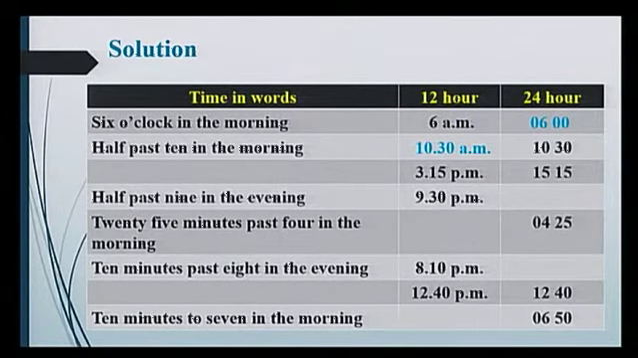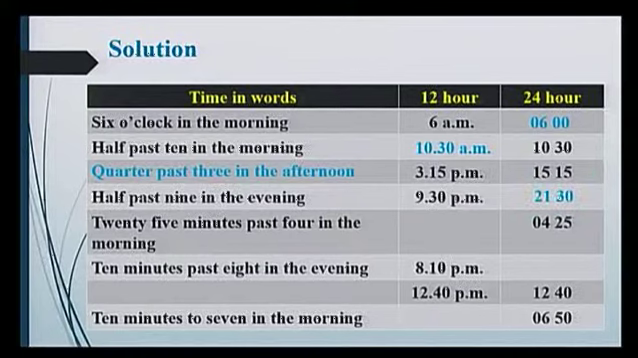So now for the third example, 3:15 p.m. for the 12-hour notation, or 15:15. In words, it's going to be 3:15 in the afternoon. The next one, 9:30 in the evening. So we are talking about evening. For the 12-hour notation, it's going to be 9:30 p.m. And for the 24-hour notation, it's going to be 21:30. How do I get 21:30? I just add 12 hours to 9:30.